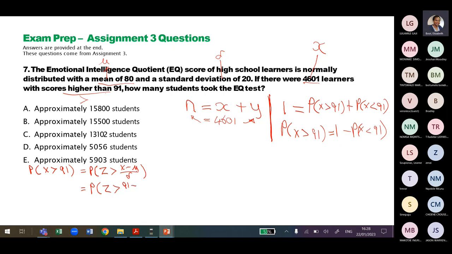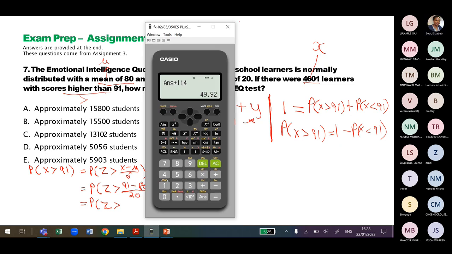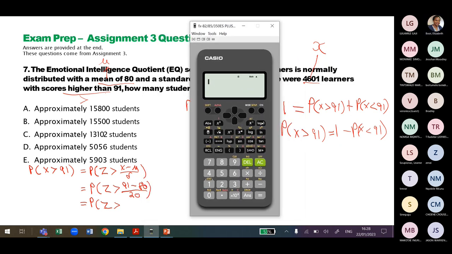Minus our mean, which is 80, divided by the standard deviation of 20. So that is 91 minus 80 divided by 20. The answer is 0.55, Lizzie.